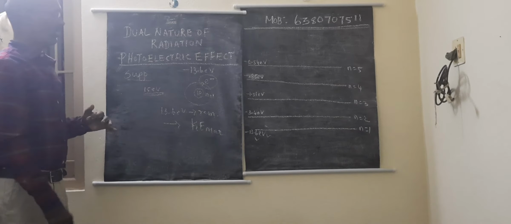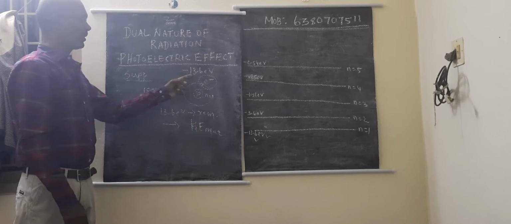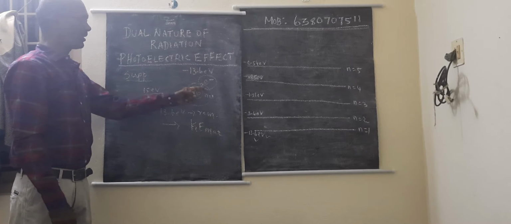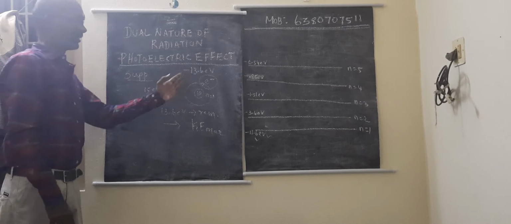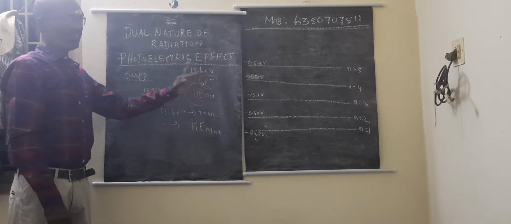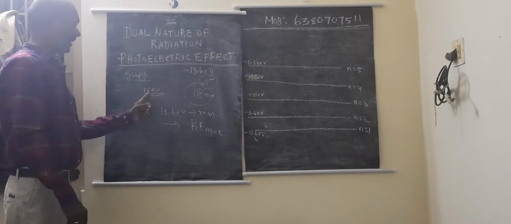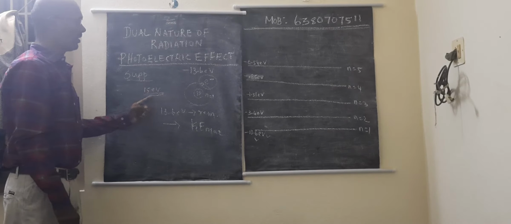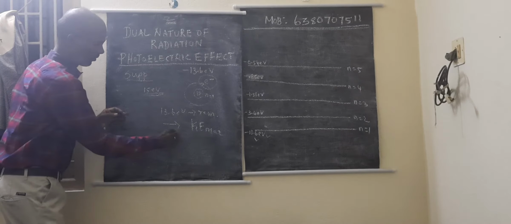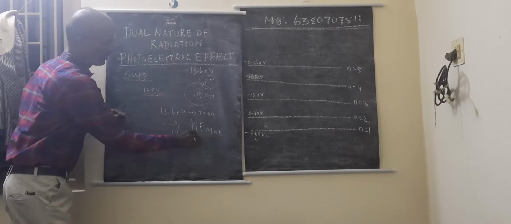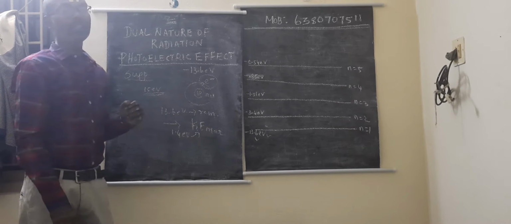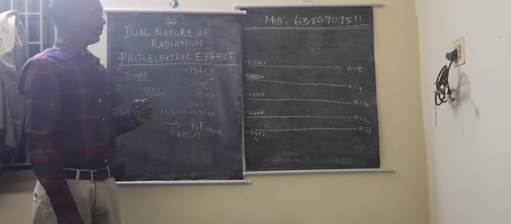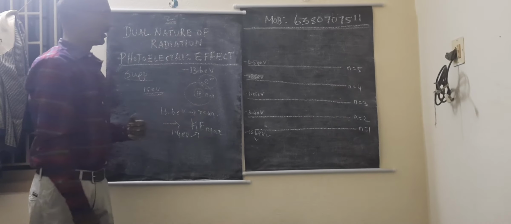Already I have told that if 13.6 electron volt alone is given, there will be no kinetic energy. It will just remove the electron alone. If excess energy is given, 15 electron volt, the remaining 1.4 electron volt will be the kinetic energy of the electron. Okay, I hope you might have understood.